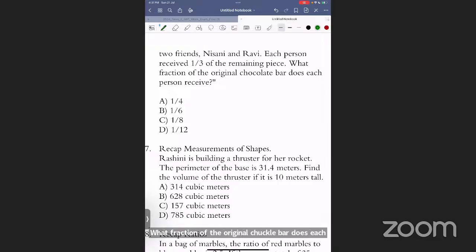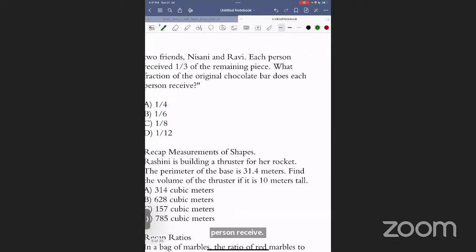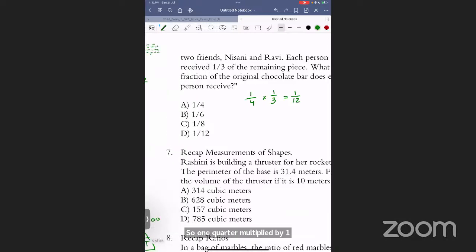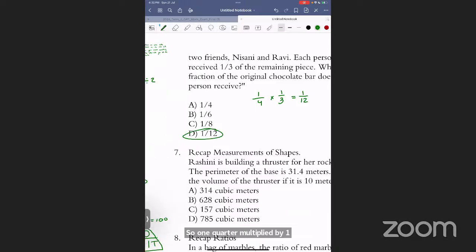So if Alia ate 3/4, what's left over, guys? 1/4. Good job. So 1/4 is left over. And if she shares it with 2 of her friends, we need to find out 1/3 of what's left over. So 1/4 multiplied by 1/3 gives me 1 over 12. All good?